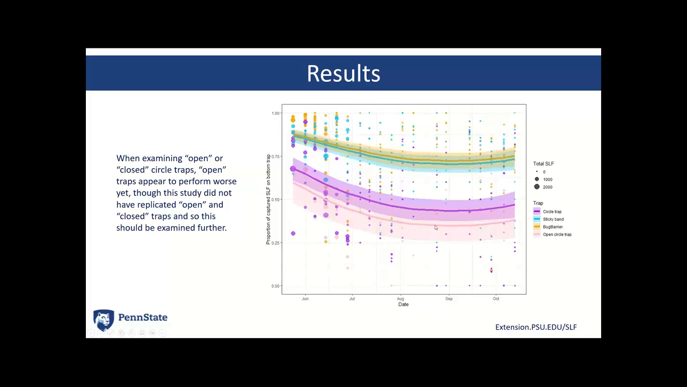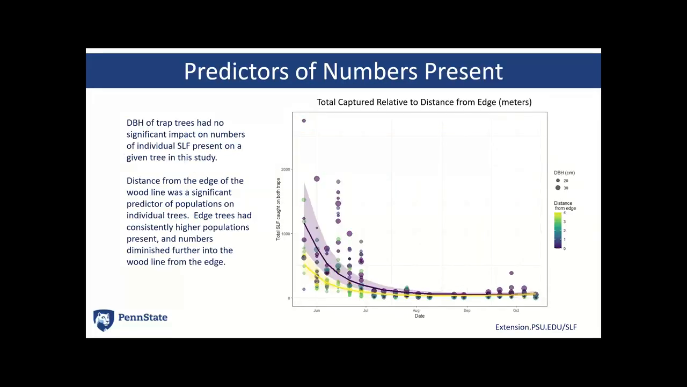You're down under 40% of the insects trapped on those trees. If the trap was not completely wrapped around the tree and it was open, you were catching less than 40% of those that were present. So it makes a difference how you set up your traps, especially for monitoring. The bug barrier and the sticky bands are the much more effective traps.